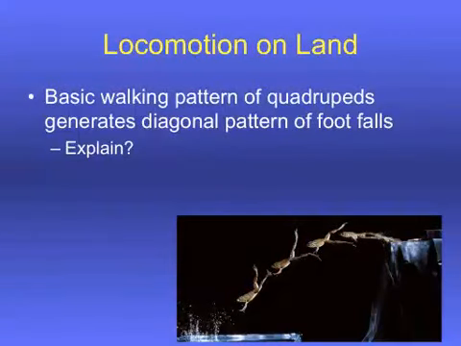On land, terrestrial tetrapods, if you think about how your dog or your cat would walk, typically the feet that are on the ground are those that are diagonally opposite from each other. So as your dog is walking across your living room, its front left leg and its hind right leg are on the ground at the same time, and they're moving in sequence.